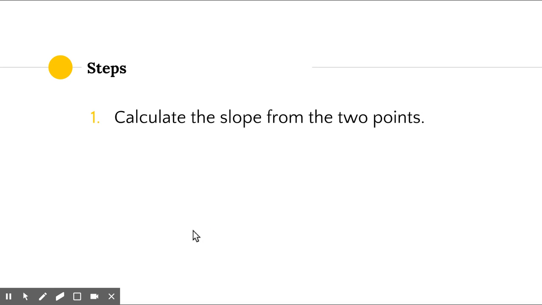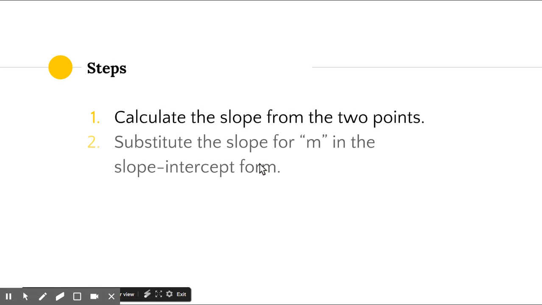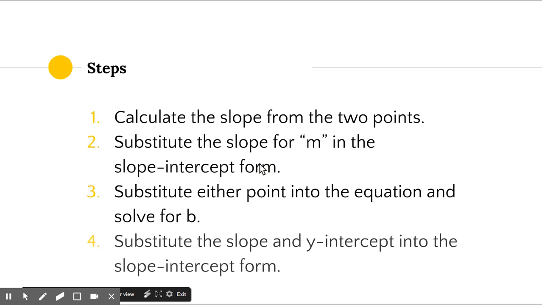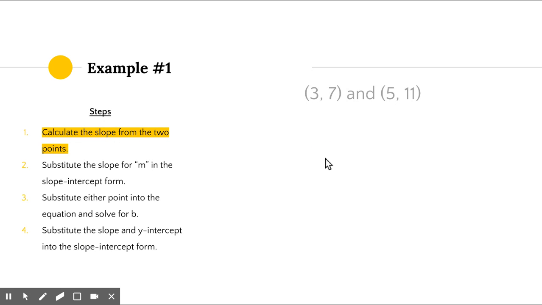So the only difference in steps from this is that the first step, you're going to calculate the slope from the 2 points. And then your final 3 steps are the exact same steps as before. So the only new step this time is to find the slope by using the slope formula. So let's look at some examples.